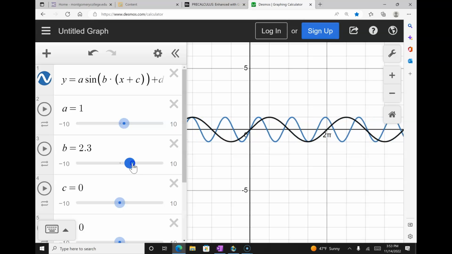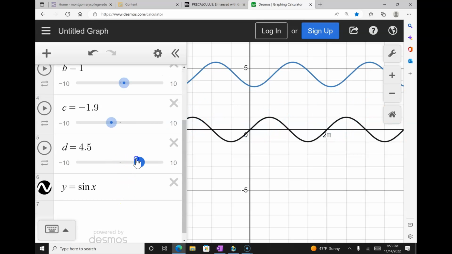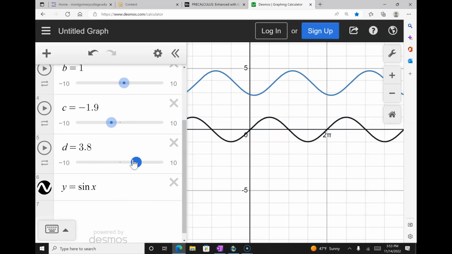Let's set B back to 1. And if I move C to the right, notice the shift moves, the graph moves left. If I move C to the left, the graph moves right. And D is just an up and down. Where it gets hideous in section 6.6 is when I put all of them together. When I make you do all 4 shifts at once. Hideous.